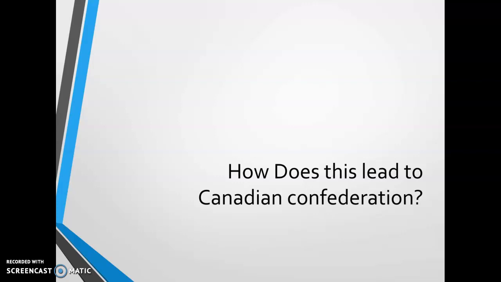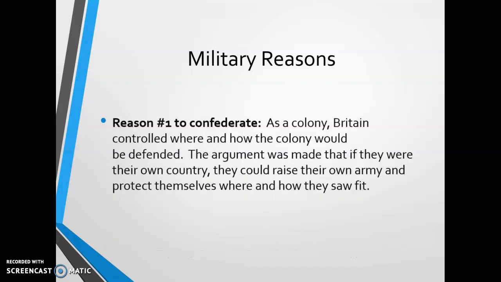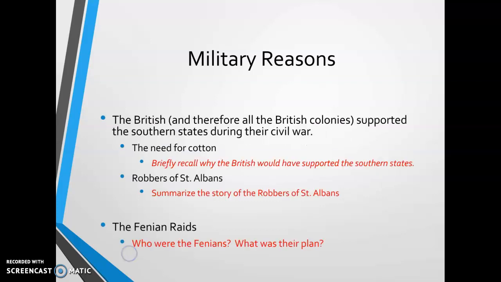So, how does all of this lead to Confederation? Well, there were a bunch of military reasons. The first is that as a colony, Britain controlled where and how the colony would be defended. So the argument was made that if they were their own country, they could raise their own army and protect themselves where and how they saw fit.